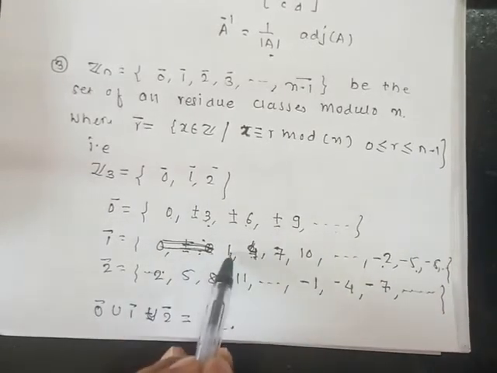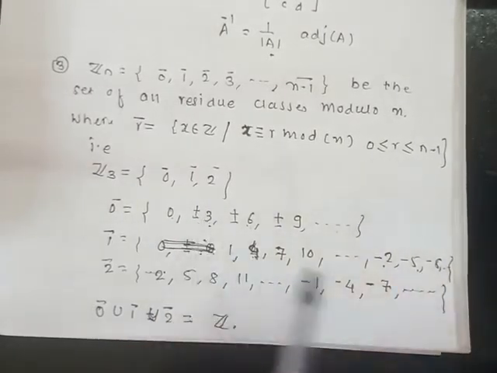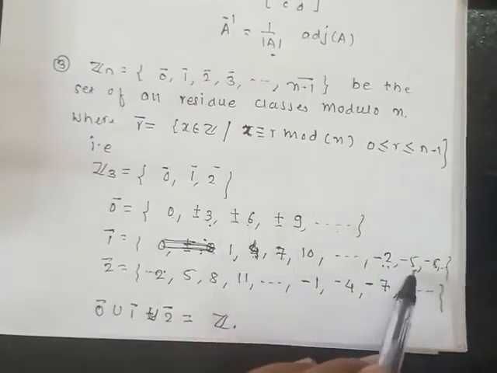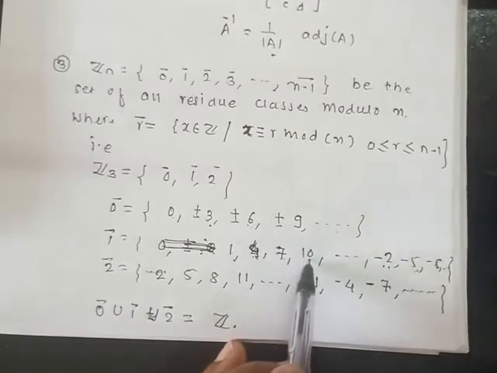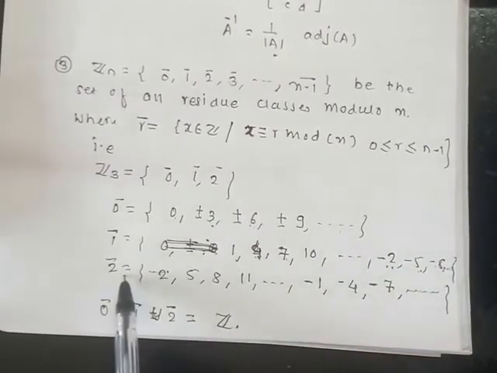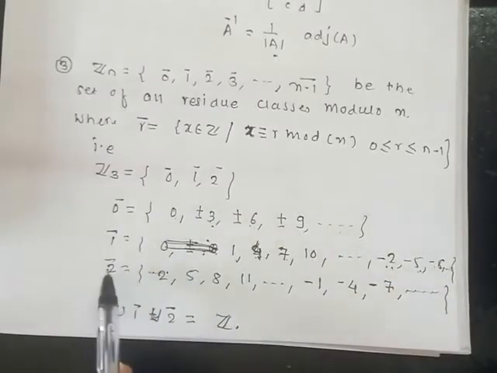0 plus 1. 1 plus 3 is 4, but 1 minus 3 is -2. 1 plus 6 is 7, but 1 minus 6 is -5. 1 plus 9 is 10, but 1 minus 9 is -8. So all these elements get covered in this. Similarly -2. Similarly 2 bar.